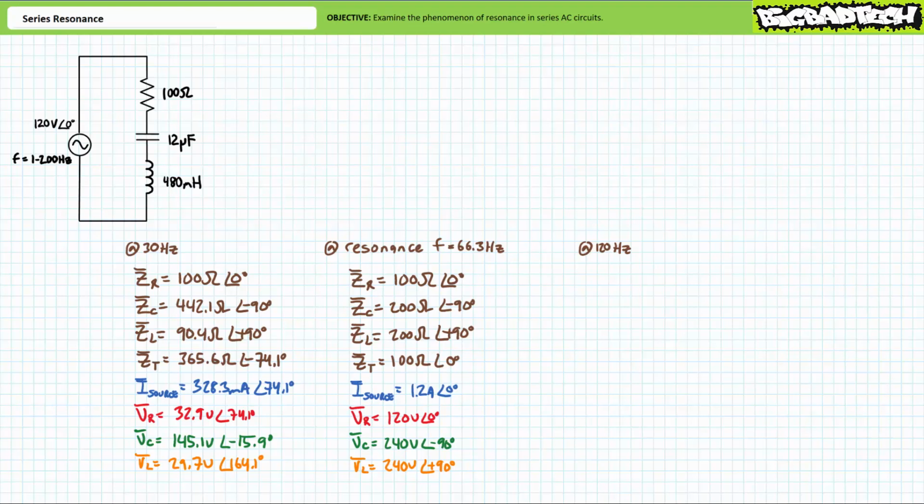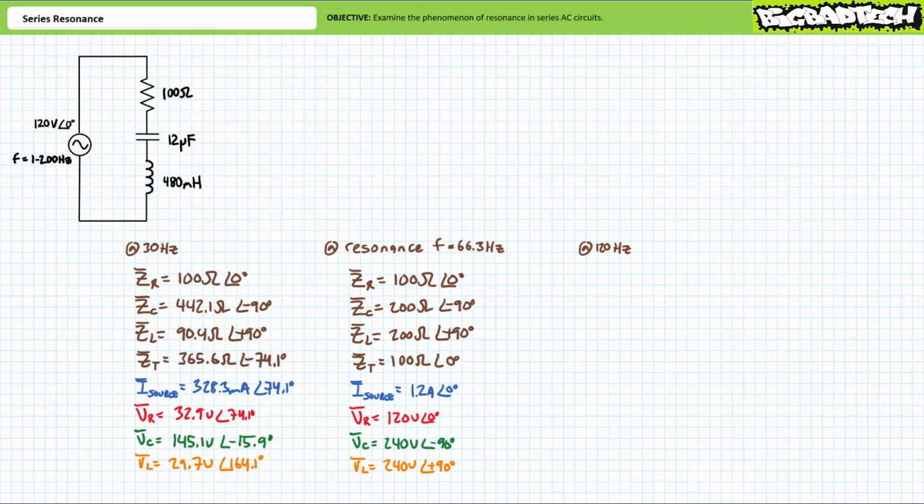Take a moment to weigh the consequences of reducing excitation frequency below that of the resonant frequency. Capacitive impedance went up. Inductive impedance went down. Total impedance seemed to shift towards a somewhat capacitive nature. Source current went down and started leading supply voltage.